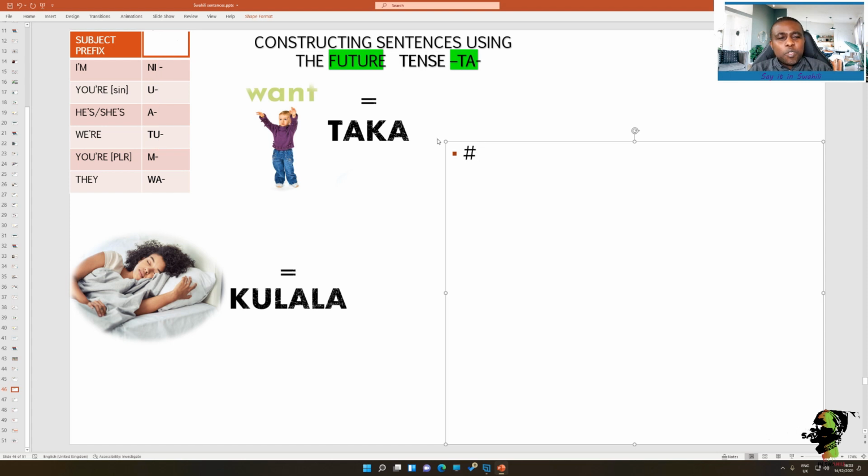Now, we're going to again look at ni, u, a, tu, m, wa, using our future tense, ta, and now start constructing these sentences together. And the first sentence I want you to put together is, I will want to sleep.